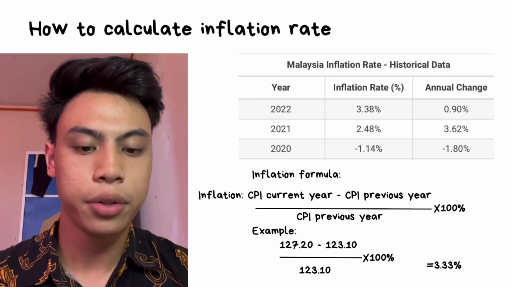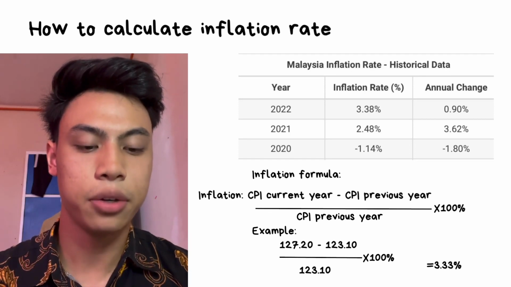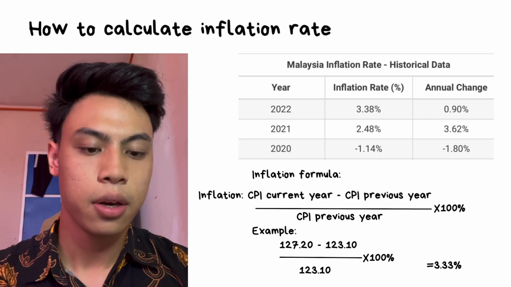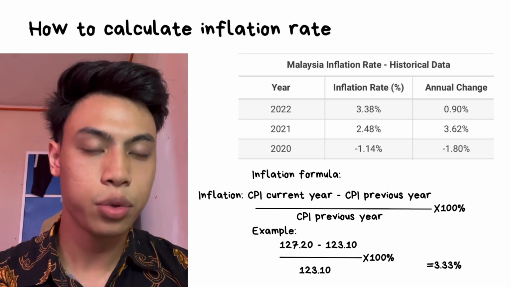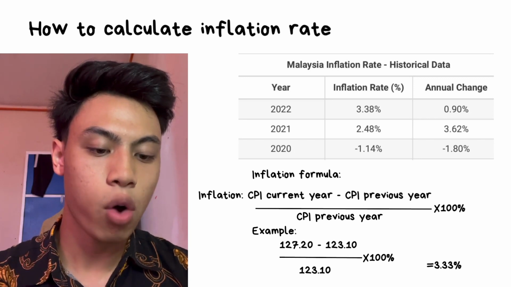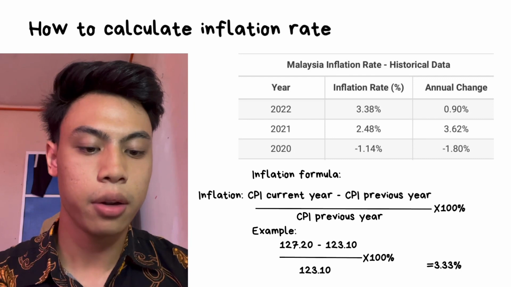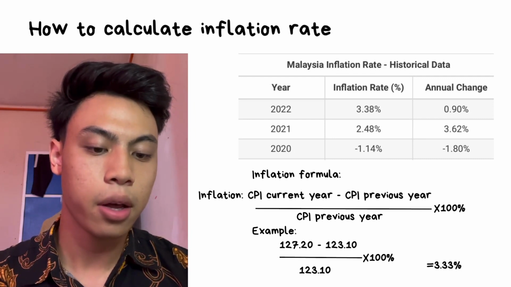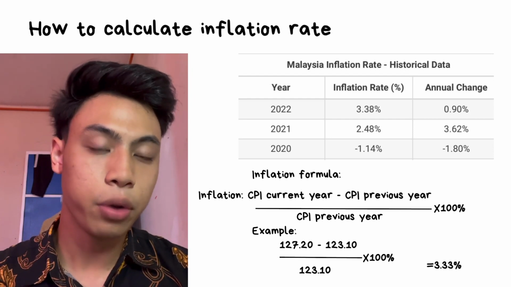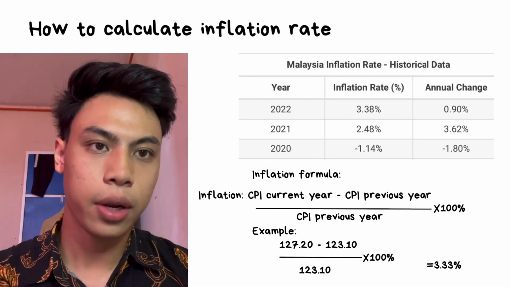Okay, now we are going to calculate the inflation rate. As we can see, there's data on the Malaysia inflation rate where in 2020 the inflation rate is negative 1.14%, in 2021 it is 2.48%, and in 2022 it is 3.38%. Okay, how to calculate the inflation rate?